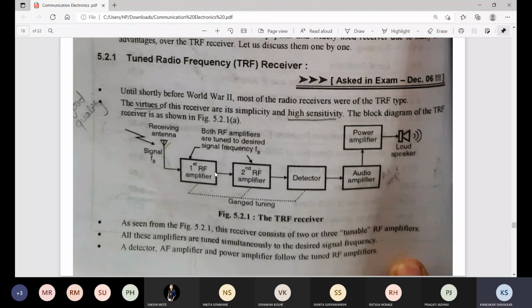In each stage that signal is amplified, and then that amplified signal is transferred to the detector, and at the detector or the demodulator, here the separation of carrier and modulating signal takes place, and that carrier is rejected and modulating signal is transferred to audio amplifier. So in this stage only the modulating signal is amplified.